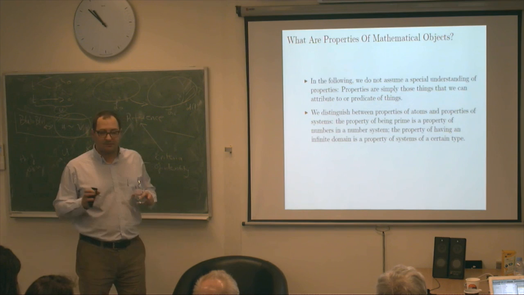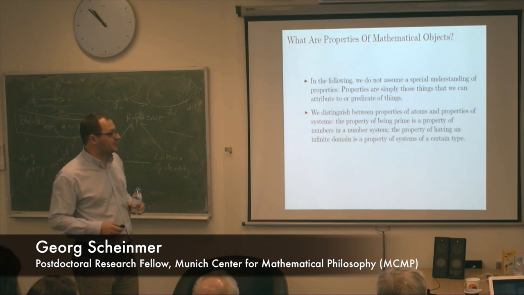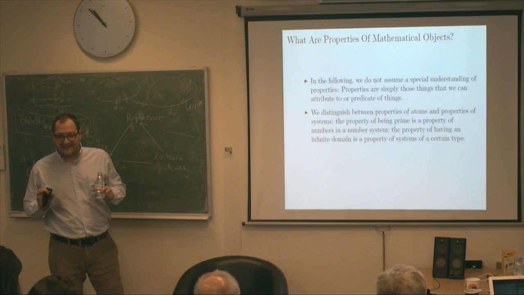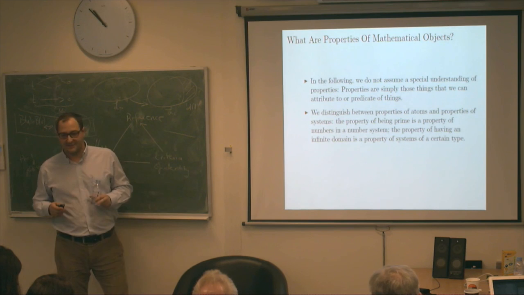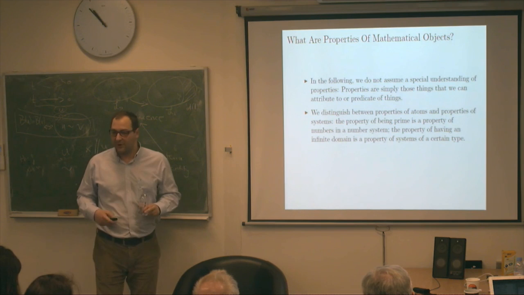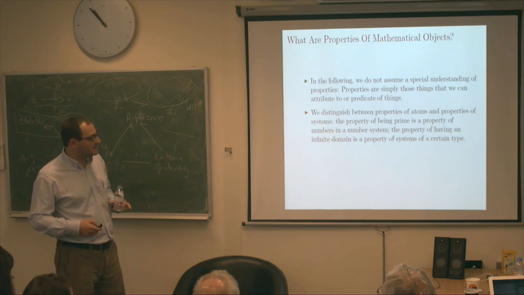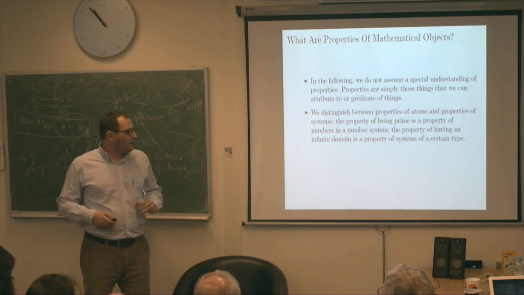Okay, so that's much about what we take as objects here. How can we think about mathematical properties, or properties of mathematical objects? In the draft of the paper, we tried to say as little as possible about the metaphysical status of properties. So we tried to remain neutral in this respect. We simply say that properties are those things that you can attribute or predicate of things. And we will, in the following, distinguish between properties of atoms and properties of systems. For instance, the property of being prime is a property of atoms, numbers in the number system. The property of having an infinite domain is a property of systems.